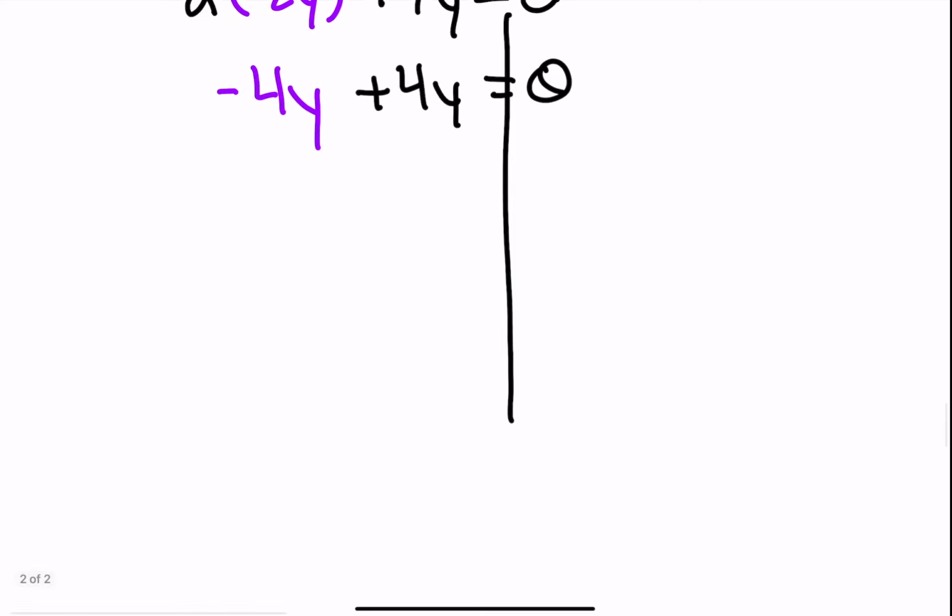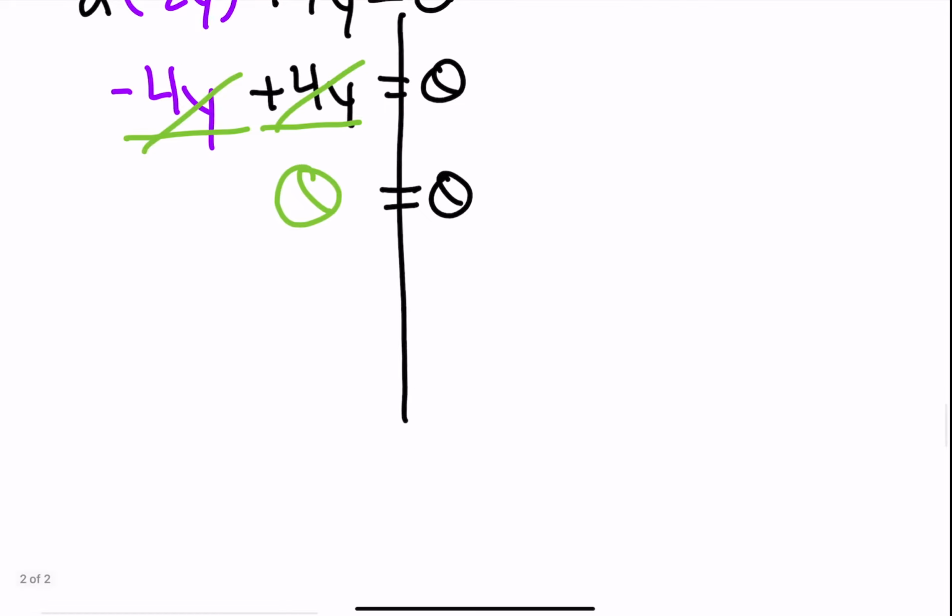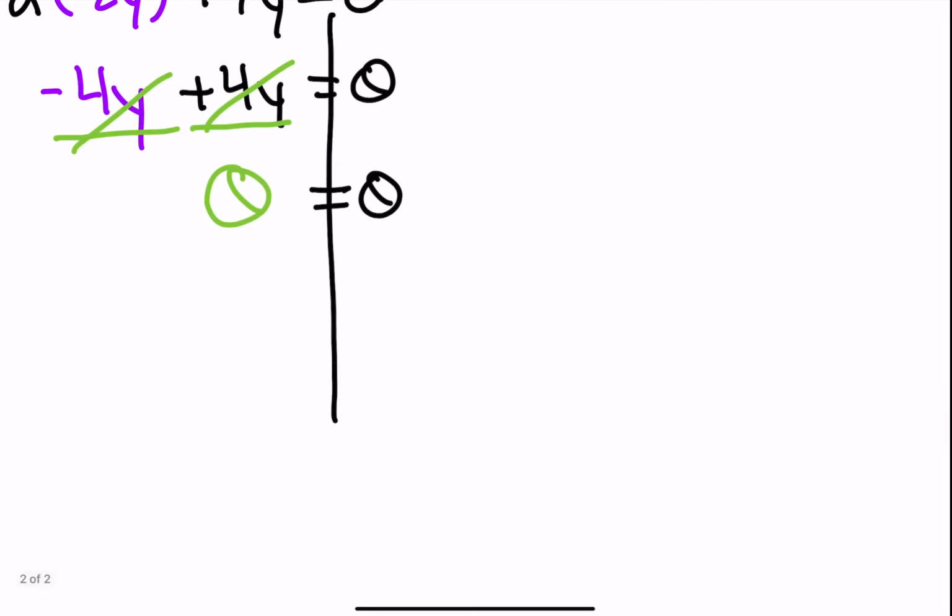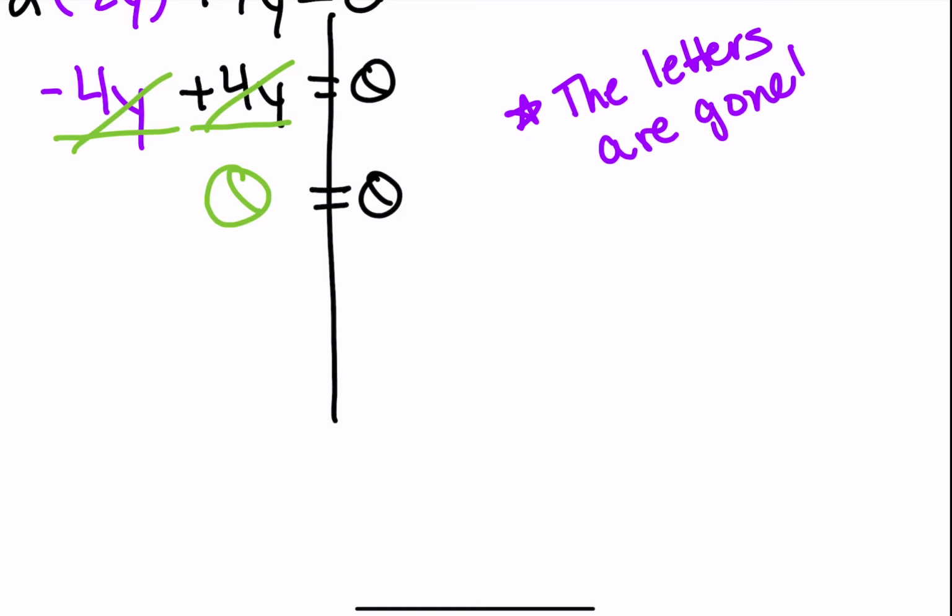Ooh, this one's fun. A negative 4y plus 4y gives me 0. And a straight up 0. They cancel each other out. Okay, now 0 equals 0. Now what I want you to write here, and it's super important, is the letters are gone. Okay, they canceled out. This is important.